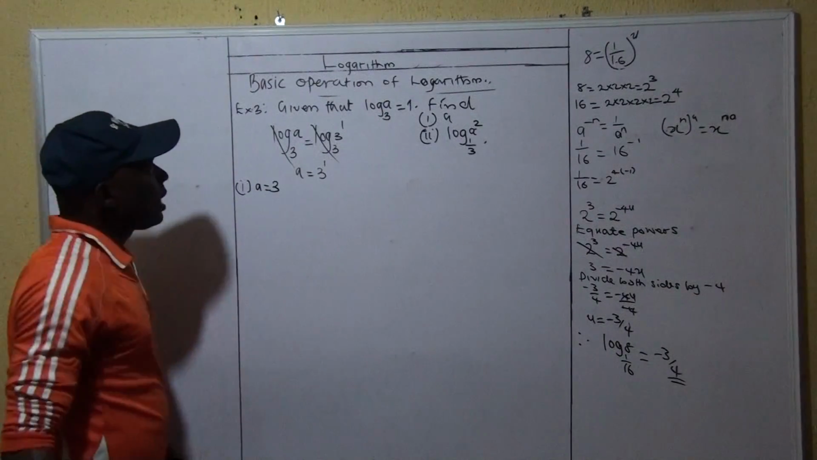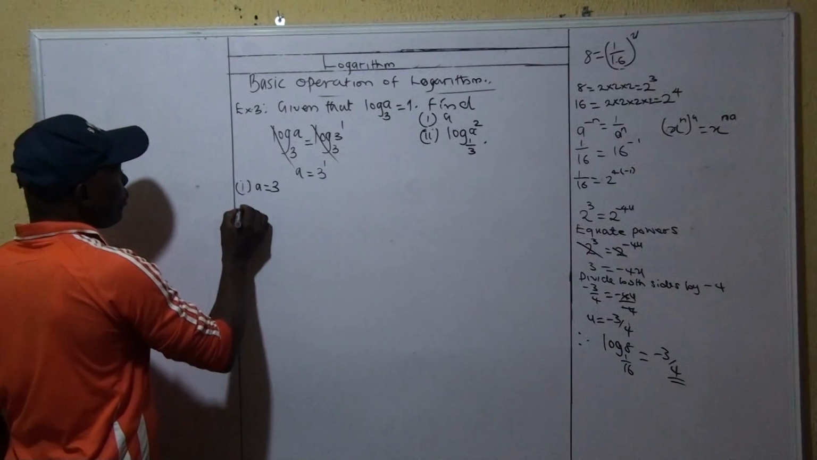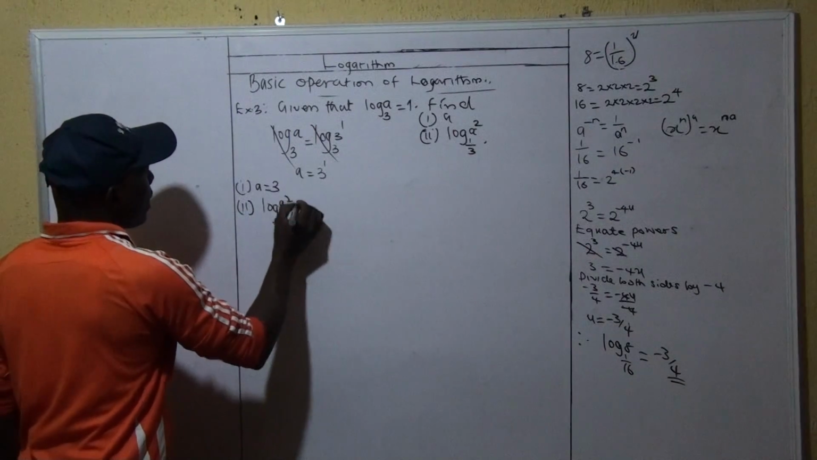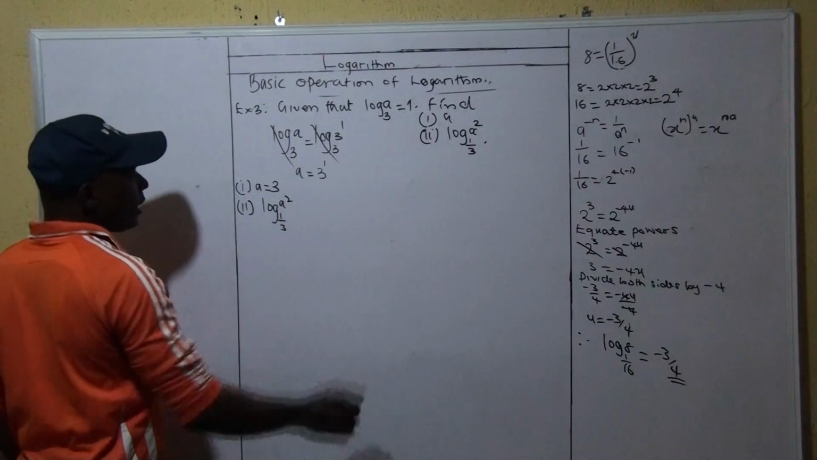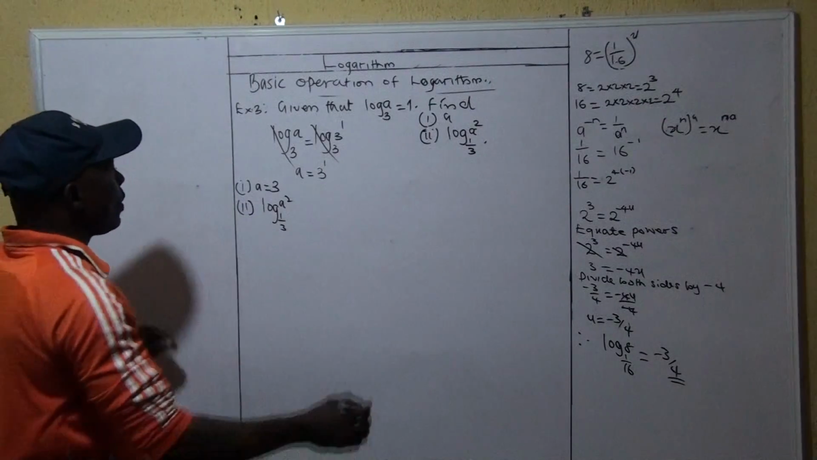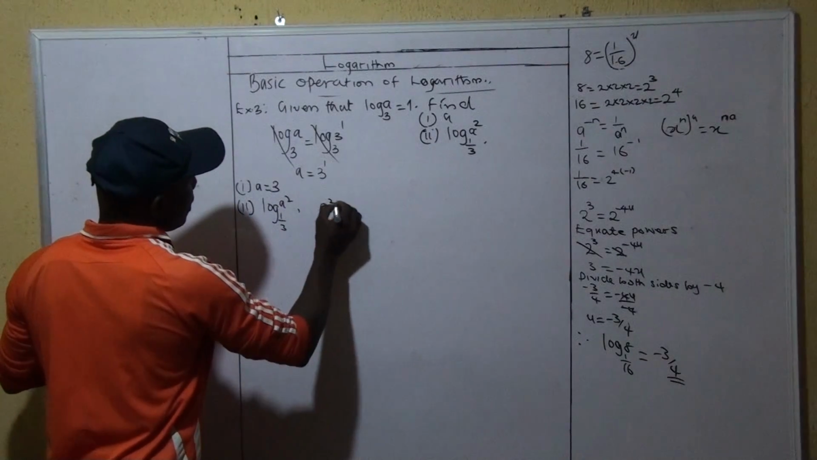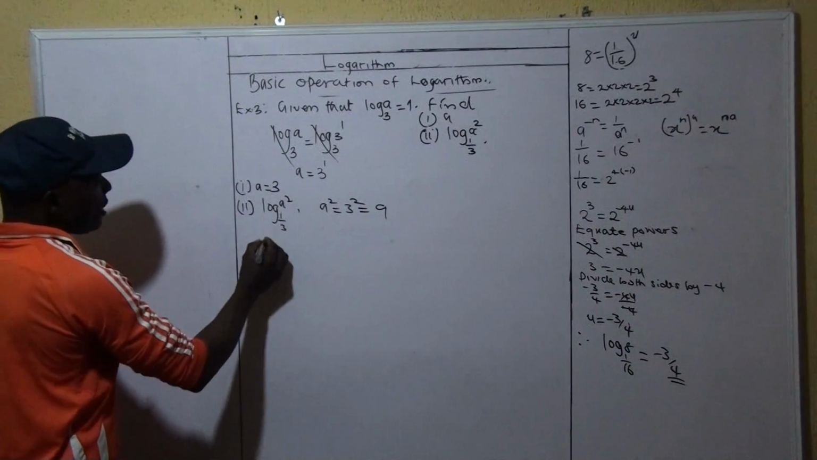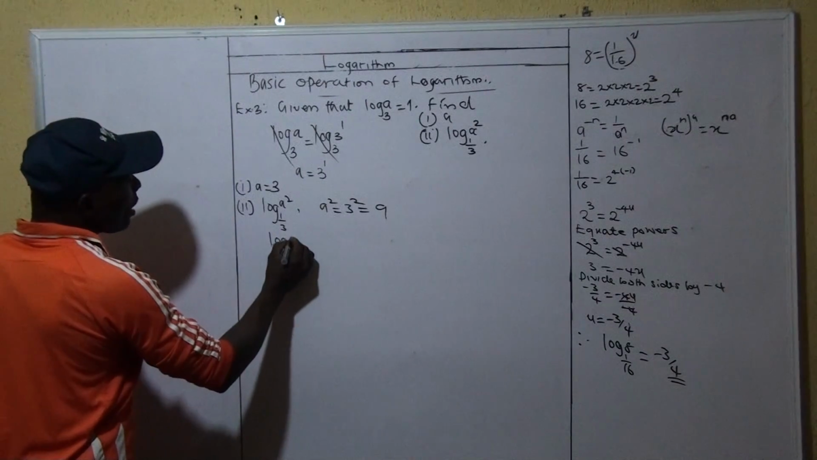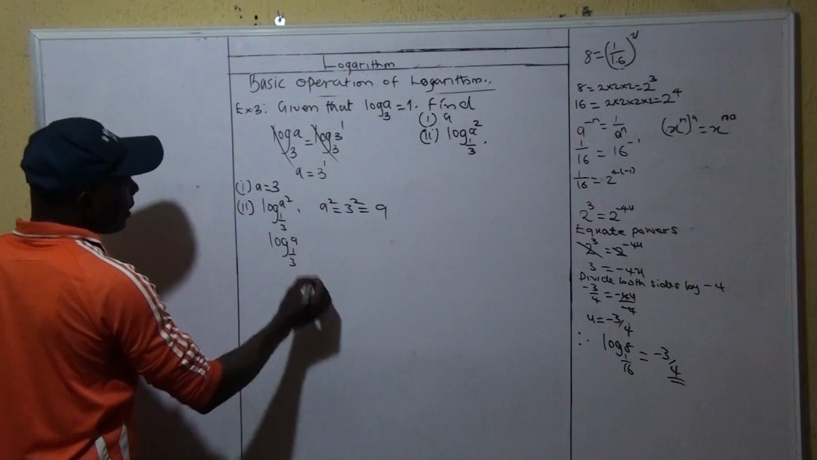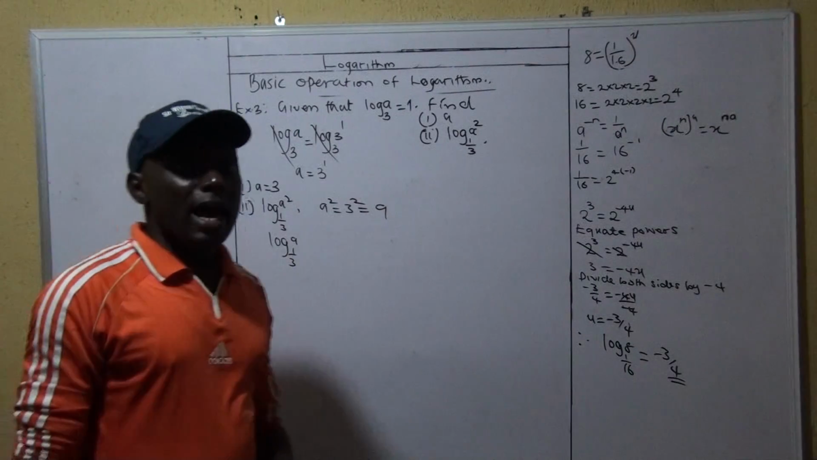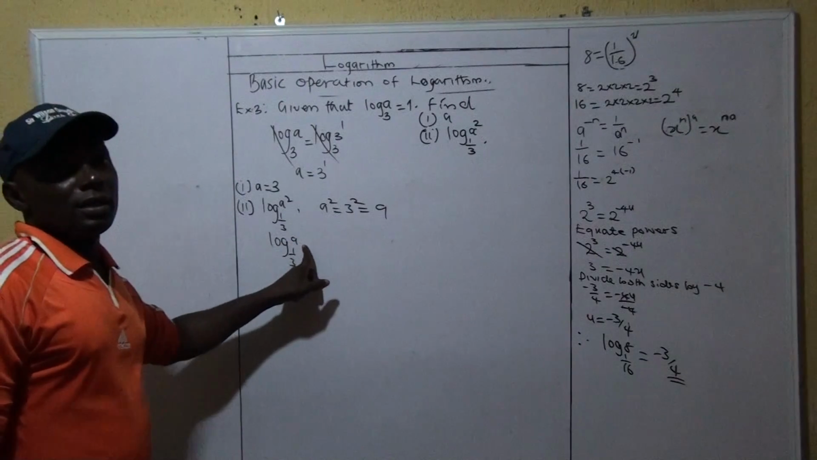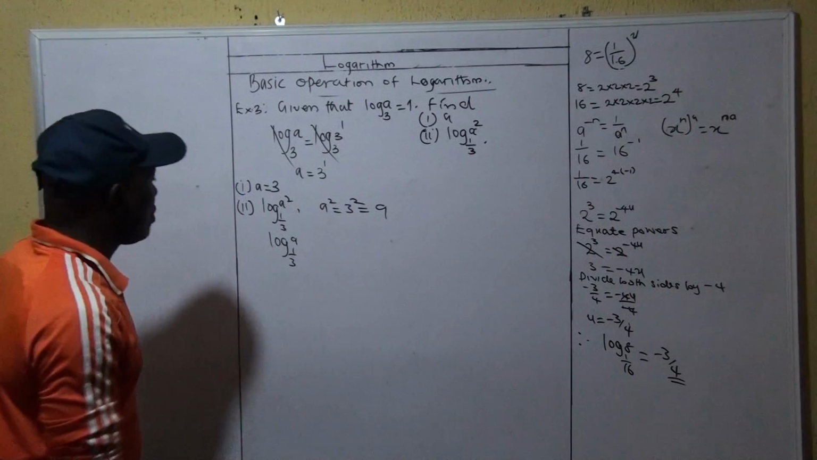We have obtained that. And if you look at question 2, they say we should find log a square to base 1 over 3. So first of all, let's look for a square. a square means 3 square, and that will give us 9. So what we're asked to find is log 9 to base 1 over 3. So we're going to look at how many times we are going to raise 1 over 3 to give us 9. In that case, we cannot easily know it.